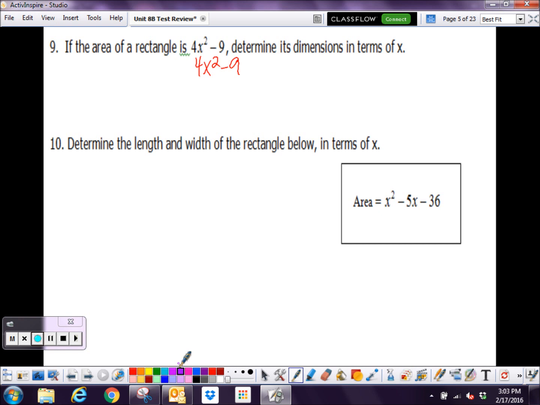So let's check this. Is 4 a square? Yes. Is x squared a square? Yes. It's a difference. And 9 is a square. So the good news is we can do the shortcut here. Okay, what's the square root of 4? 2. What's the square root of x squared? X. Remember, one's going to be plus, one's going to be minus. And what's the square root of 9? 3. So those are our dimensions, 2x plus 3 and 2x minus 3.